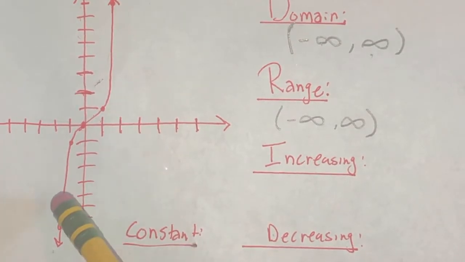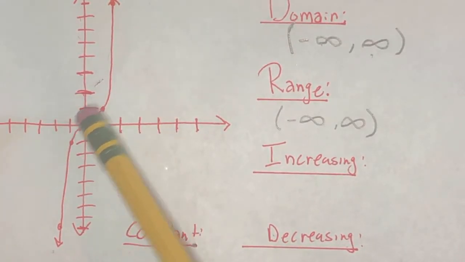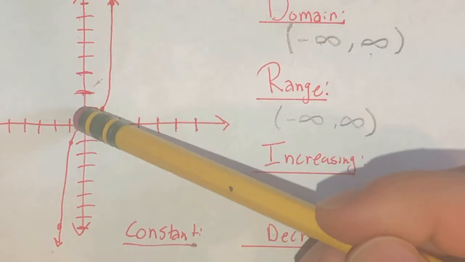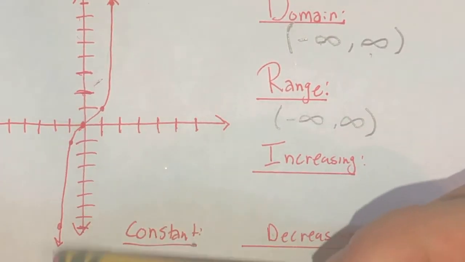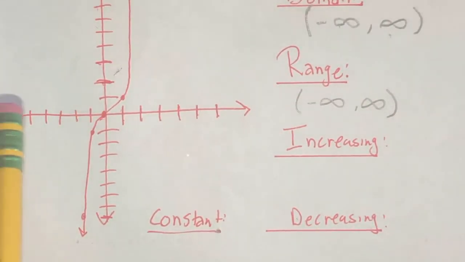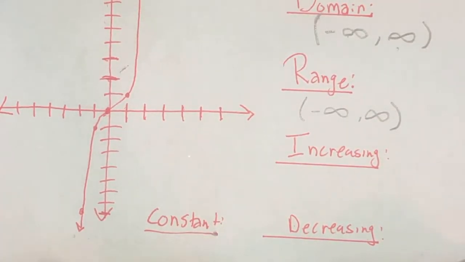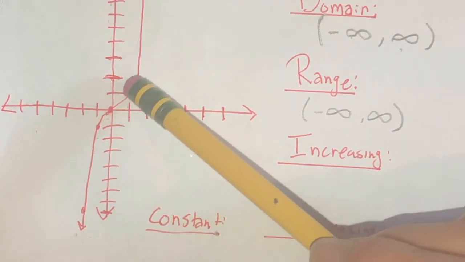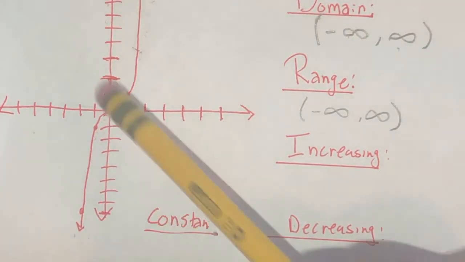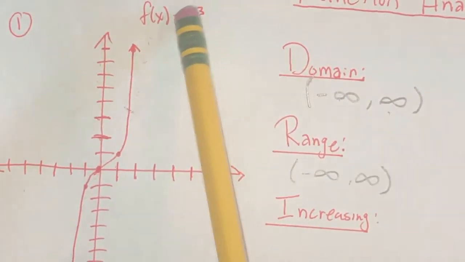All right, where is it increasing? So let's look as we go from left to right. Now, the biggest mistake people make is like, hey, Mr. Murray, what's up? But look, it's going down, right? It's going down. So it's decreasing here. No, let's go from left to right. As x is going up, as we go from left to right, what's happening to y? It's going up, right?